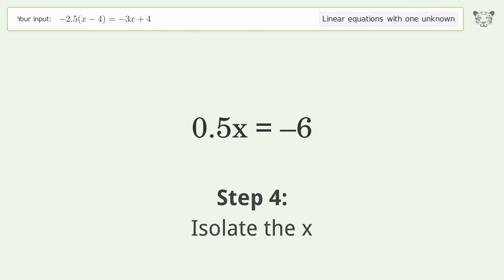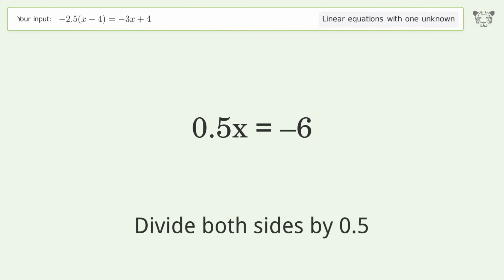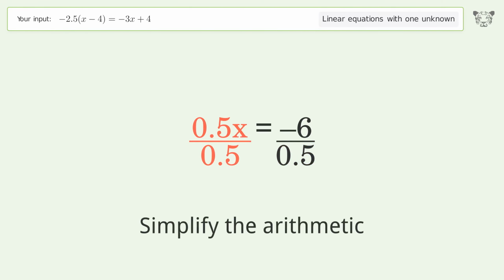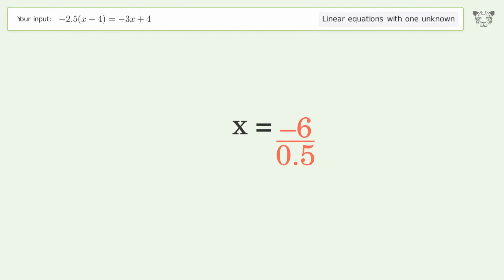Isolate the x. Divide both sides by 0.5. Simplify the arithmetic. And so the final result is x equals -12.